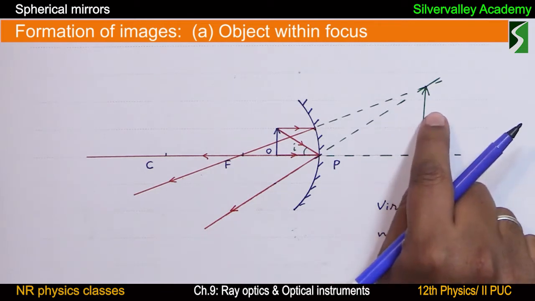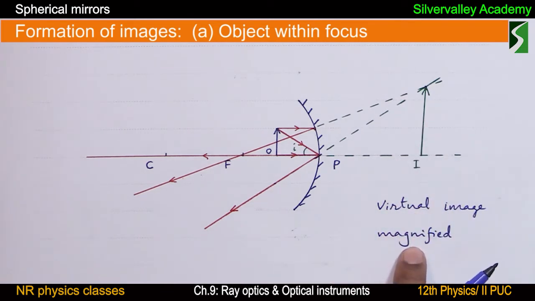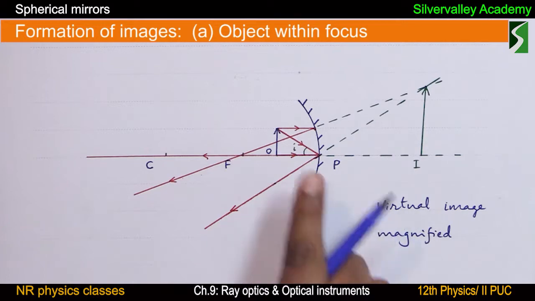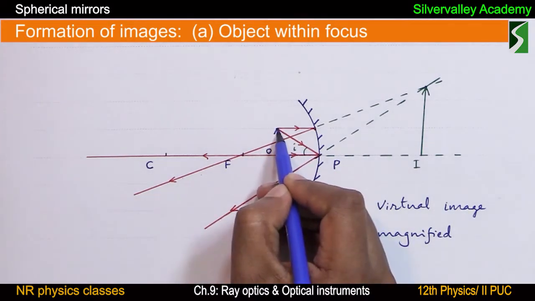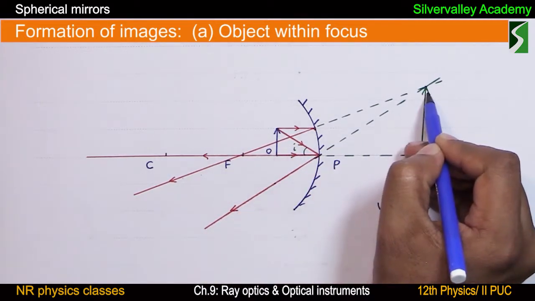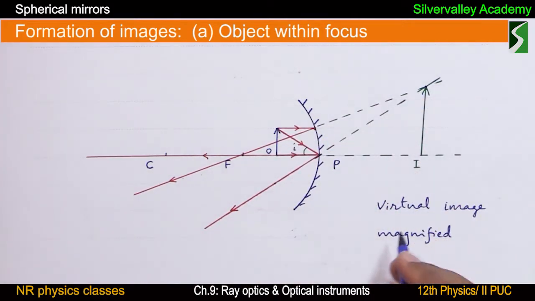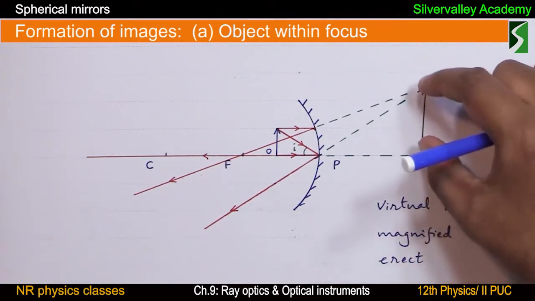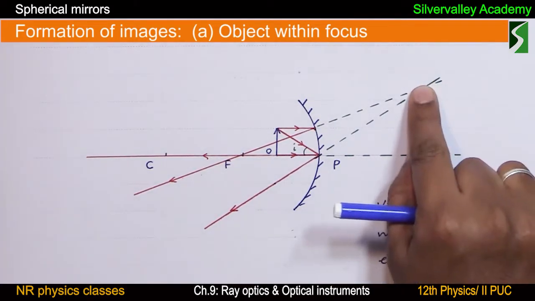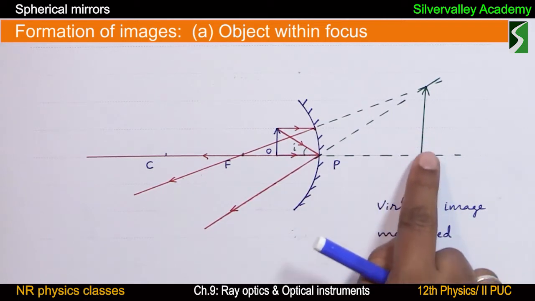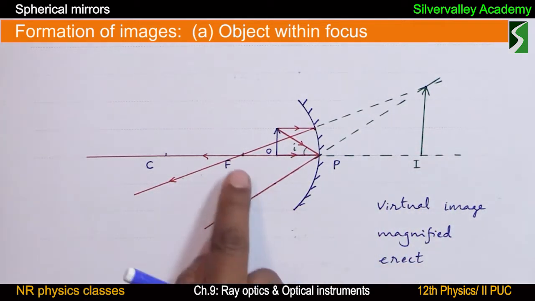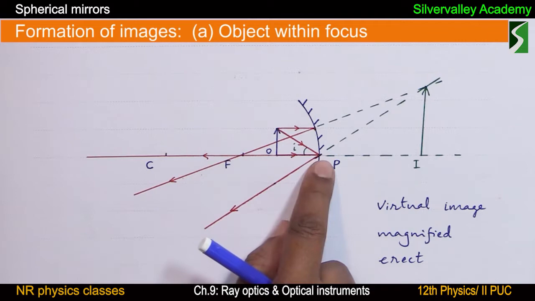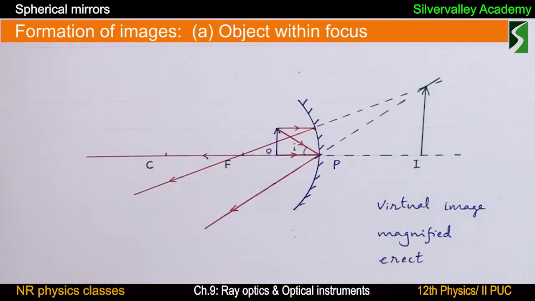So what is the nature of image? It is virtual, magnified and erect. If head is up for the object, head is up for the image. It is not inverted. So that is why erect. Erect, magnified and virtual. This is the nature of the image when object is between focus and pole.